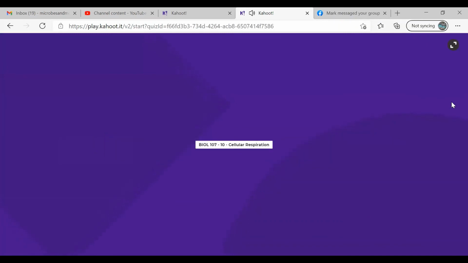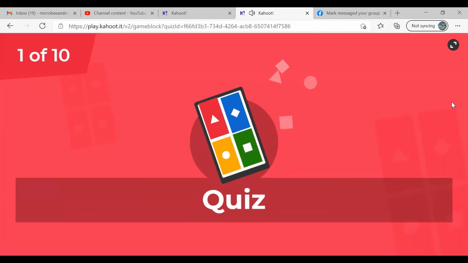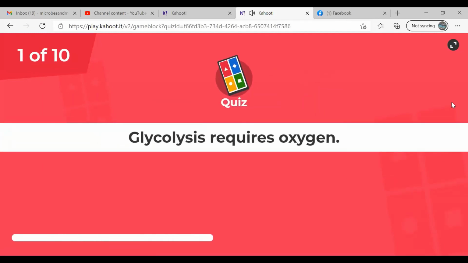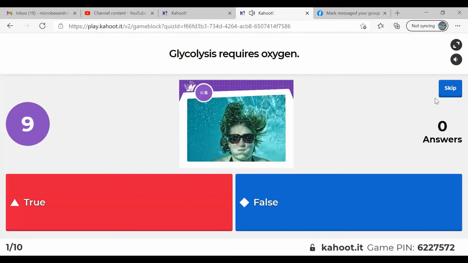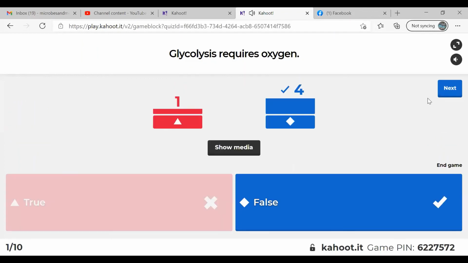Cellular respiration. 10 questions. Glycolysis requires oxygen. Correct answer is false. Good job. So remember, the oxygen is only required of the electron transport chain.